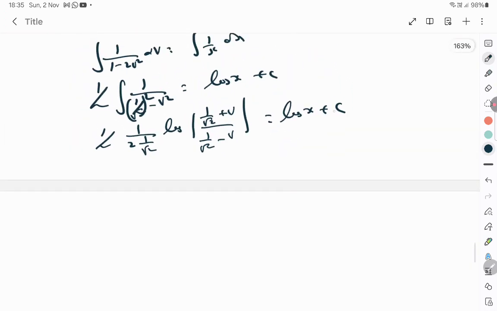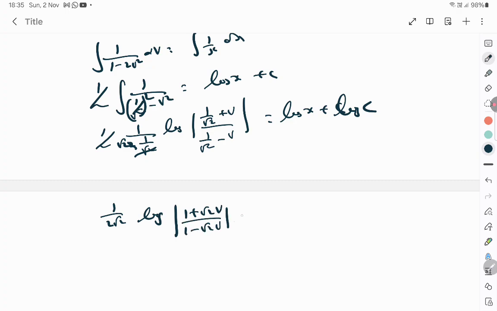So you can also write here log c, because everything seems to be in terms of log. This and this will get cancelled. So you get 1 by 2 root 2 log of 1 by root 2 plus y by x. Or you can write it like this, 1 plus root 2 into v by 1 minus root 2 into v is equal to log x plus log c.